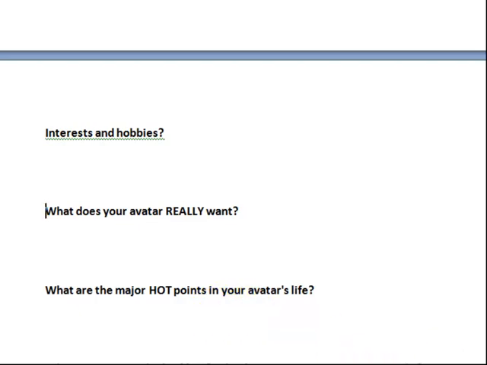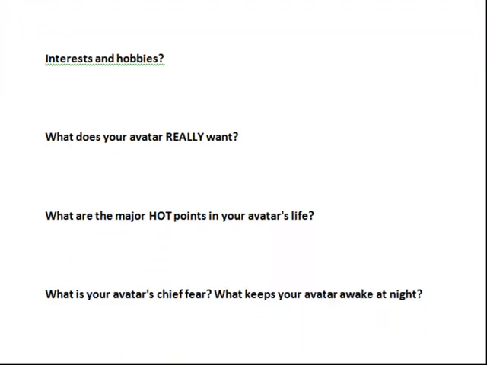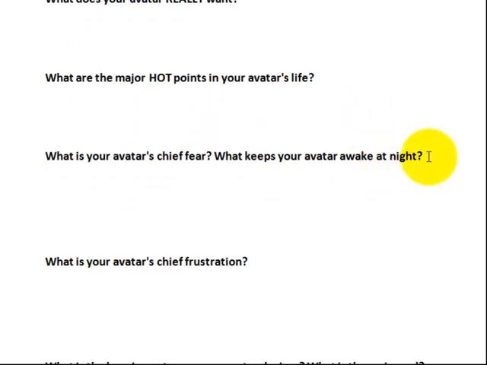And what is your avatar's chief fear? What keeps your avatar awake at night? What is it that is most troubling? What is your avatar's chief frustration? All right, so think about those things and really give it some thought. If you were working with the absolutely perfect client, and you could make a cookie cutter and just work with your favorite kind of person in the whole wide world, and you could design that person, imagine that you're doing that right here on this sheet of paper. On this document, you are creating your perfect, your ideal client.